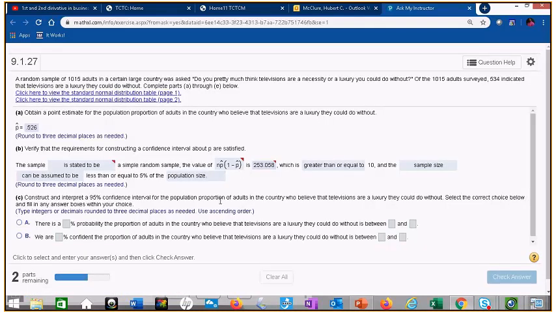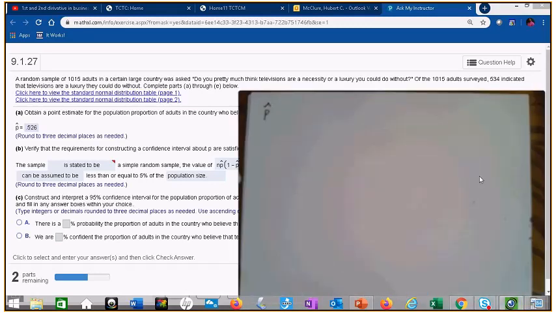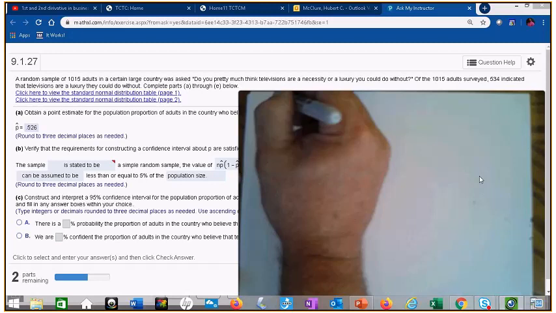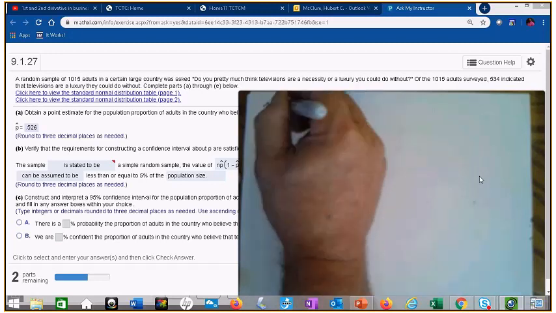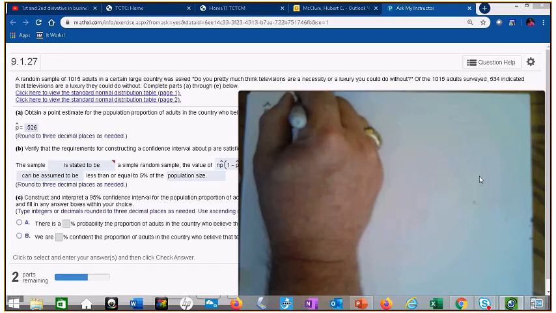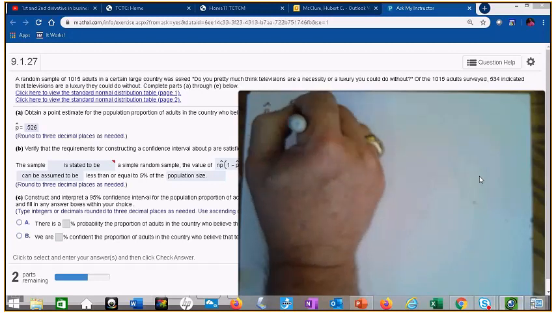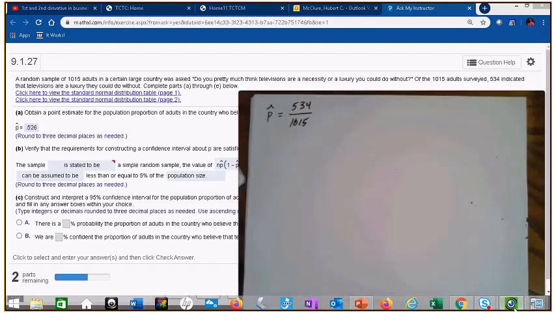Here's one of those questions I can't stand. A random sample of 1,015 and so on. Okay, there's p hat right there. So the first thing I'm going to do is write down p hat. P hat is equal to 534 over 1015. Then the first thing I'm going to do is find q hat.